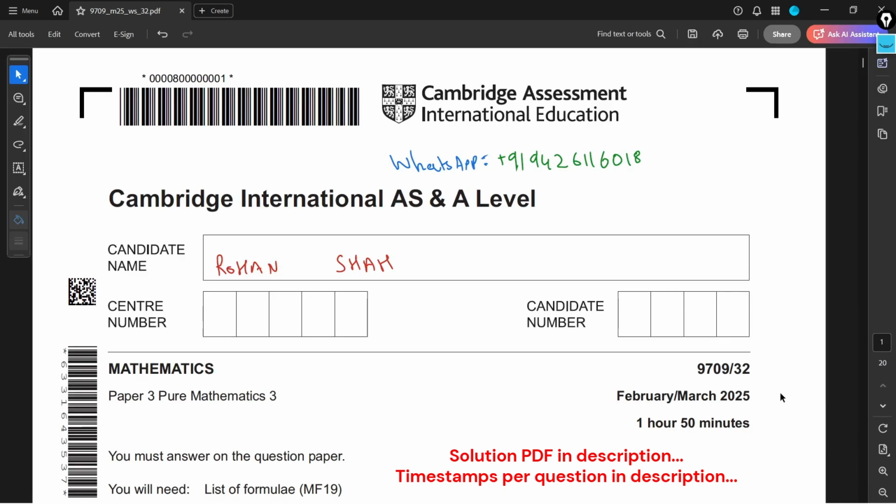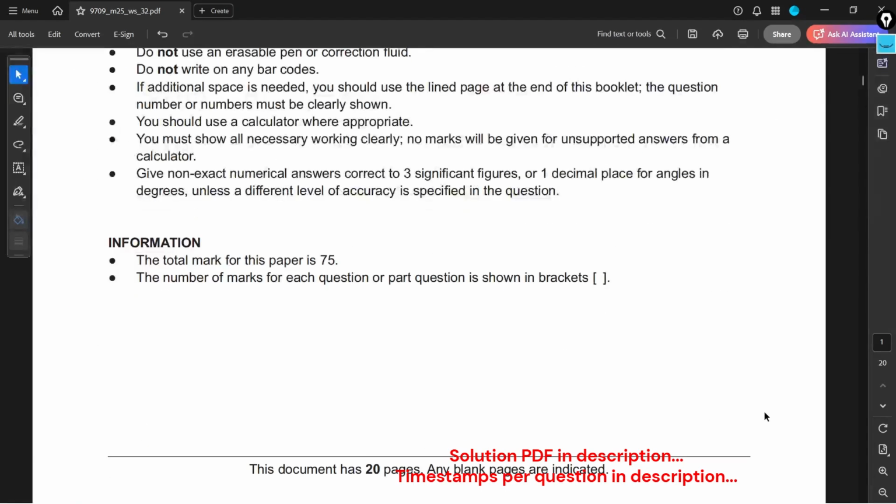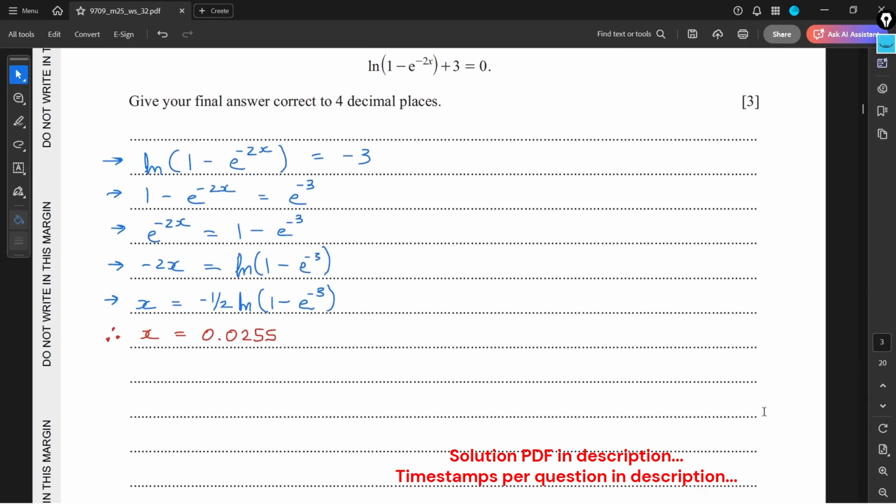In this video, I'm going to show you how to solve this entire paper of Pure Mathematics 3 that came in the Cambridge examinations during their February-March 2025 sessions. And this time, my approach is slightly different as compared to what I have been doing in the October-November 2024 series. That is, this time, I'm already having the answers written on the screen, if you can see.